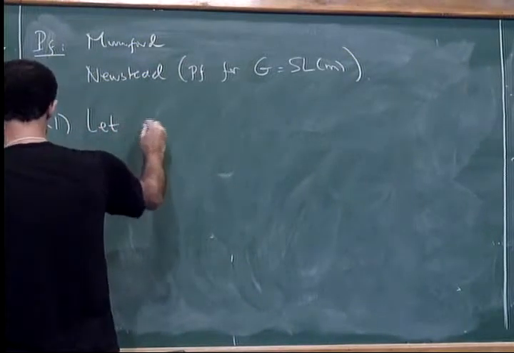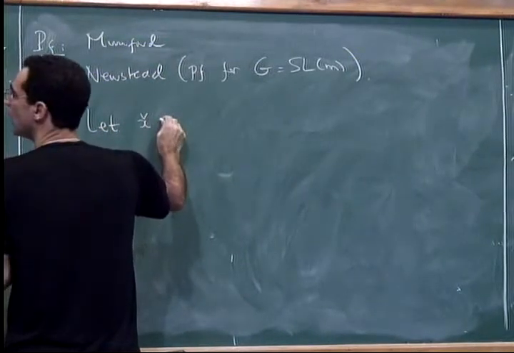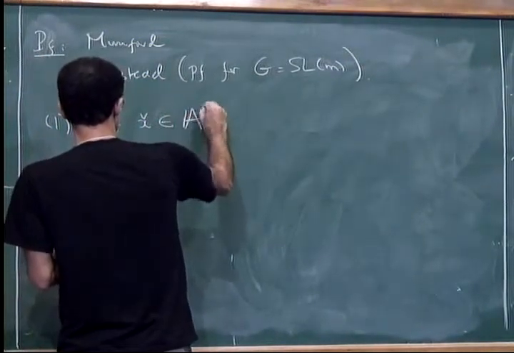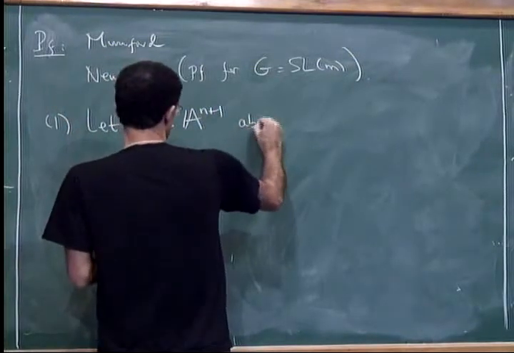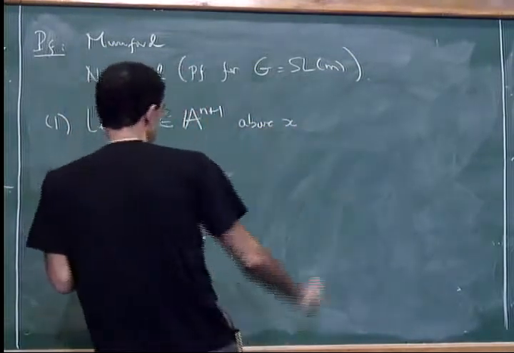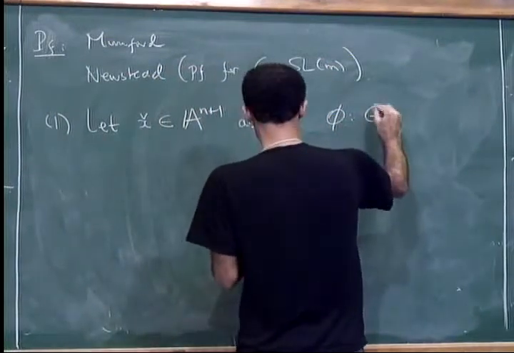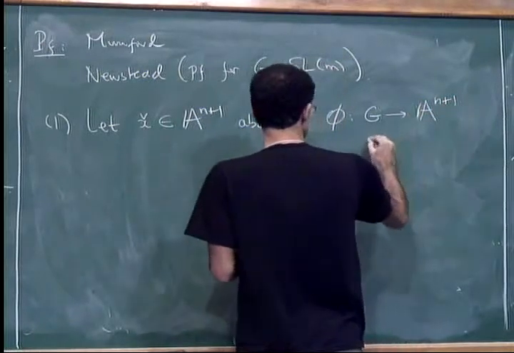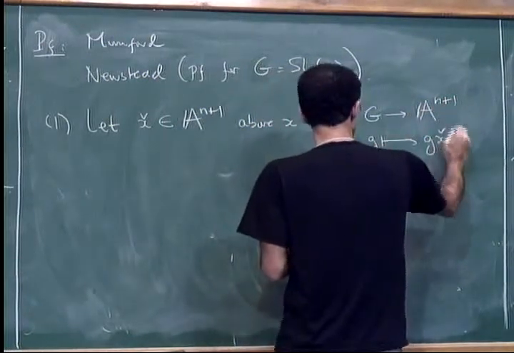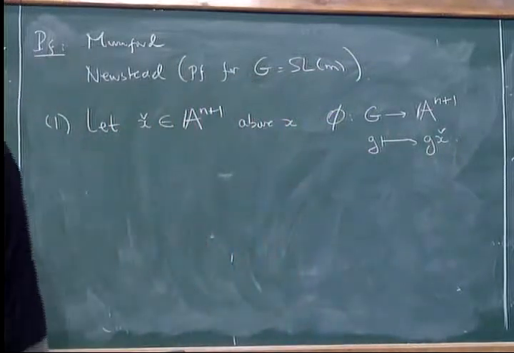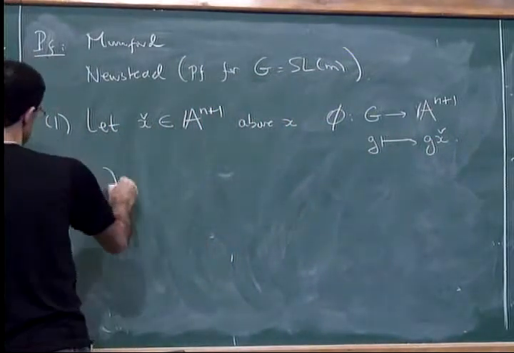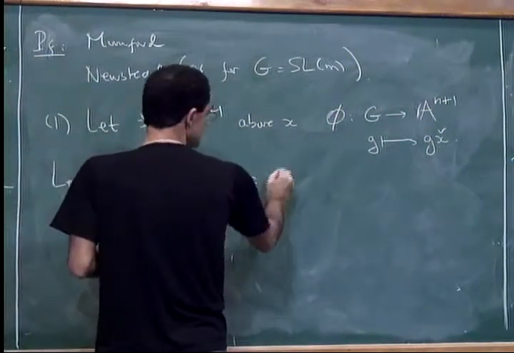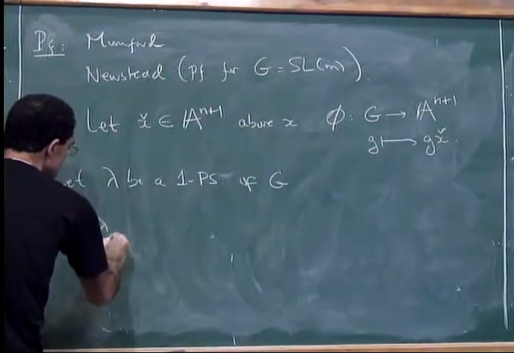So what we're going to do is pick an X which is semi-stable. Let's pick a representative above X, and we consider phi, again, from G to A n plus 1, that takes g to g x check. Okay, so we pick now a one-parameter subgroup of G. Then we have that expression.